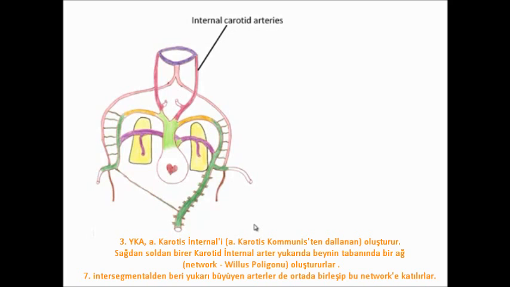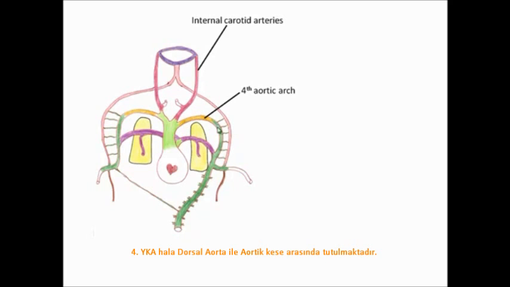The third aortic arch has formed the internal carotid artery, growing off the common carotid artery, and they've grown together at the base of the brain and formed a network from right and left, as well as with that elongating artery that has met its neighbor, fused, and also joined into this network. The fourth aortic arch is still hanging out between the dorsal aorta and the aortic sac, as is the sixth aortic arch.